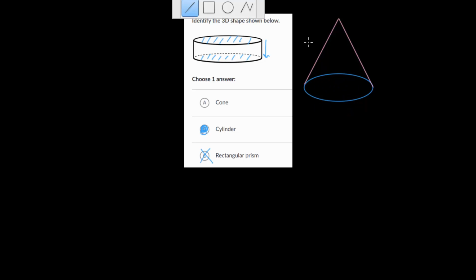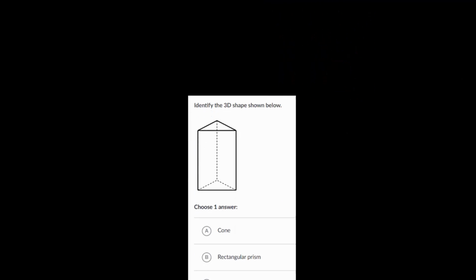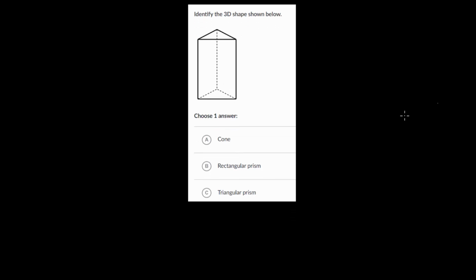So with cones, specifically, every point on the edge will come up to meet at that top point. So let's look at another example problem. We've got this other 3D shape here. And notice that this is a prism. In fact, this is a triangular prism. We looked at that in the introduction video.